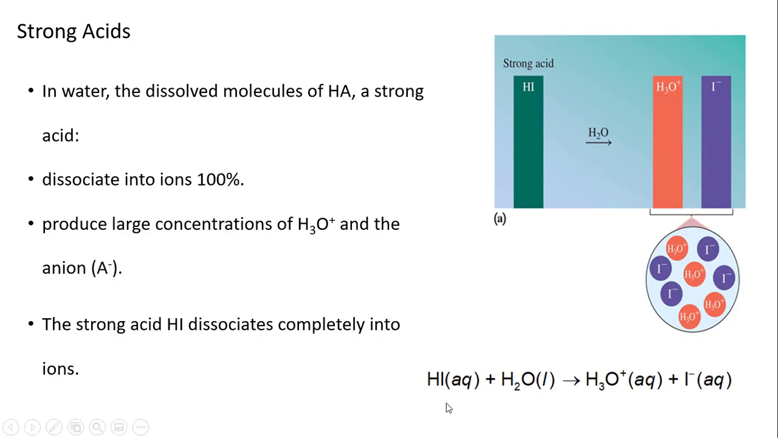Strong acids, so here is a little bar graph to give you an idea of what we're talking about. This is hydroiodic acid, and it's a strong acid. Again, it dissociates into ions 100%. There is a large concentration of hydronium ions and a large concentration of the ion that's attached to the hydrogen. And as you can see in the graphs, they're equal. So that means there is no hydroiodic acid left. It is all hydronium ions and iodide ions in aqueous solution.